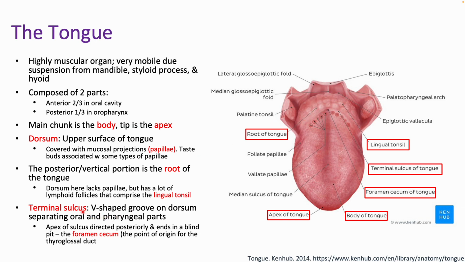Another structure that we should know is the terminal sulcus. Separating the anterior 2/3 and the posterior 1/3, we have this V-like structure. It's like a groove, and that's on the dorsum, and it's going to separate the oral and pharyngeal parts. This is the terminal sulcus. The apex of the sulcus, so the point right here, is going to be directed posteriorly and end in a blind pit. And that blind pit is called the foramen cecum. So we can see that pit right here. And that's the point of origin for the thyroglossal duct.